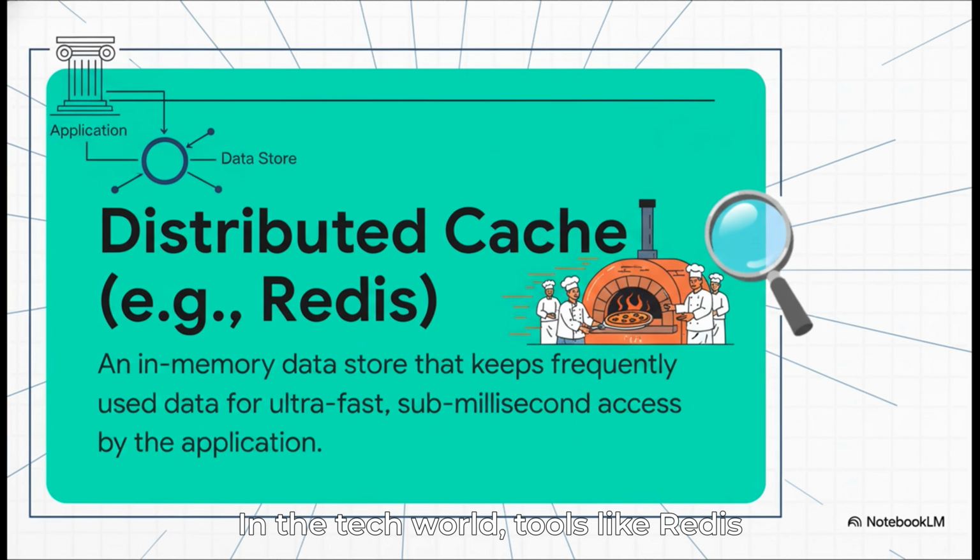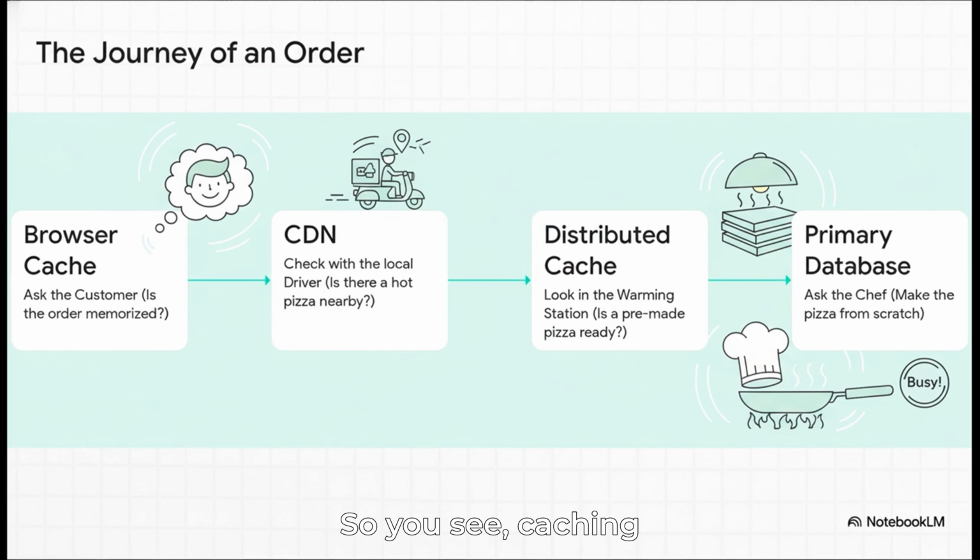In the tech world, tools like Redis are this warming station. They keep frequently needed data, like your user profile, in memory for ridiculously fast access. We're talking sub-millisecond. It's unbelievably quick. So you see, caching isn't just one thing, it's a whole strategy with multiple layers.